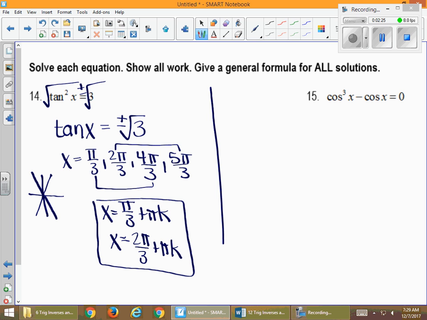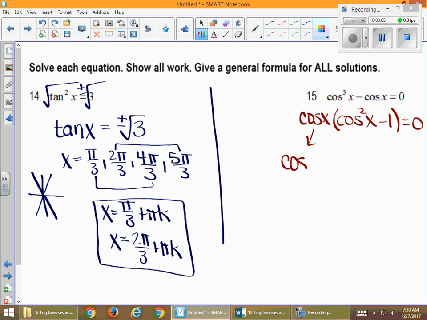All right. On 15, or this may have been your 14 if you took the other version D of this test, you need to think factor, not divide. It is very easy to divide on this problem and then lose a solution. So when you're thinking factoring, we're just doing GCF, cosine cubed minus cosine. Those two terms have a cosine in common, so I can factor out a cosine. And now I just set both of these little terms equal to 0.